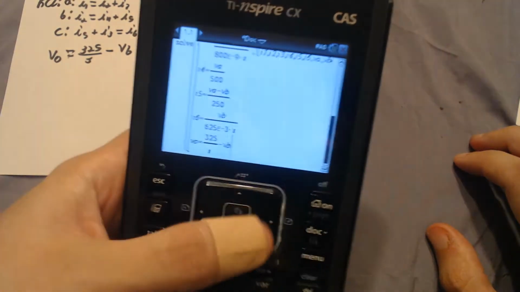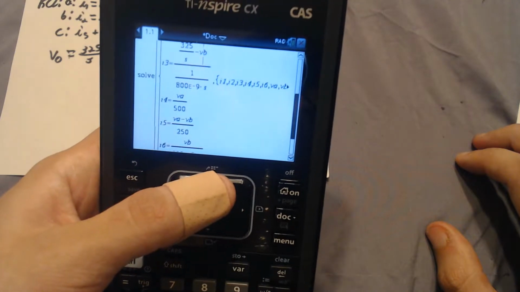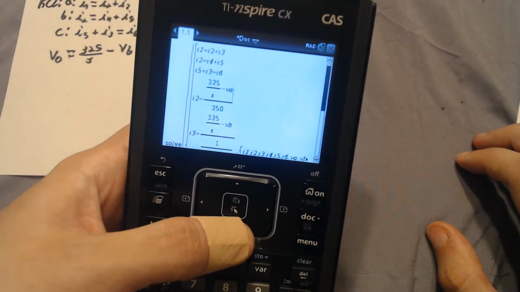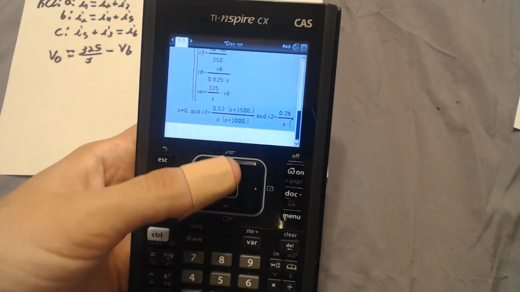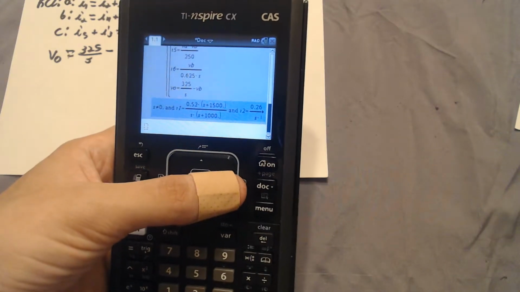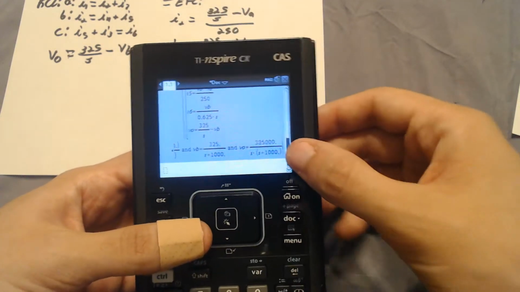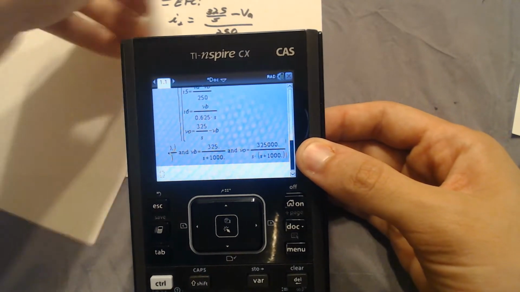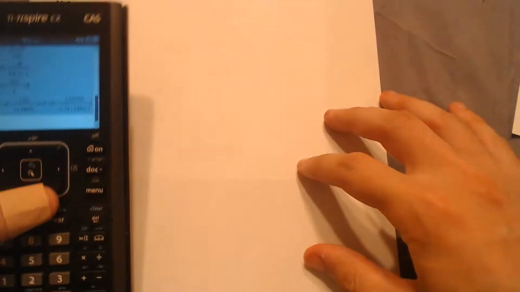So this is my system of equations. I'm going to scroll through it real quick. As you can see, all my equations are there. And we simply hit enter. Once we hit enter, it's going to express every single variable in terms of S, which is completely fine. So this is our V0, which is what we want. So I'm going to write that down on a piece of paper because we are going to have to find the inverse Laplace of that equation.